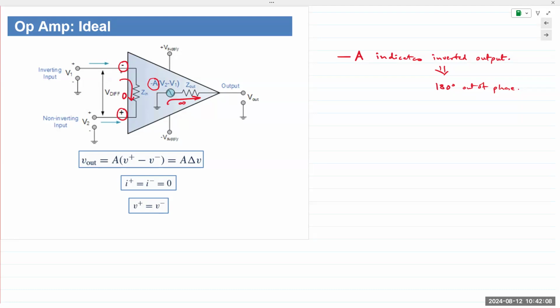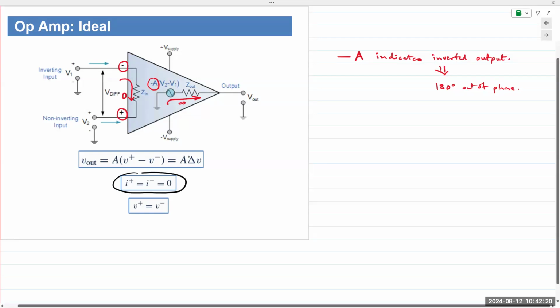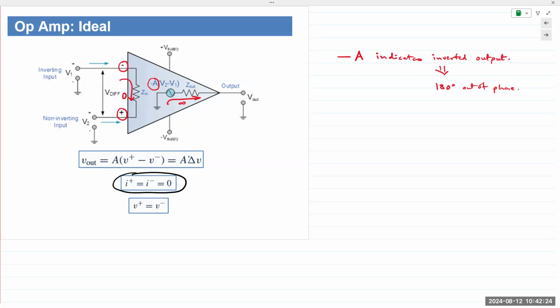Okay, so there are two important concepts that we assume for analysis purposes. We say that there is 0 current going into the op amp. In reality, a small amount of current will enter the op amp. But again, for an ideal op amp, we say it's 0. Even for a real-life op amp, it is as close to 0 as possible. So the voltage drop across that input impedance is very close to 0.